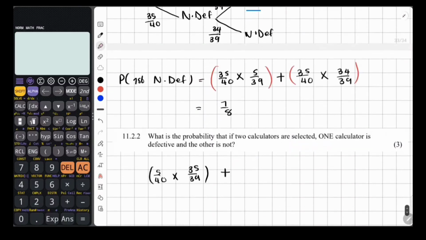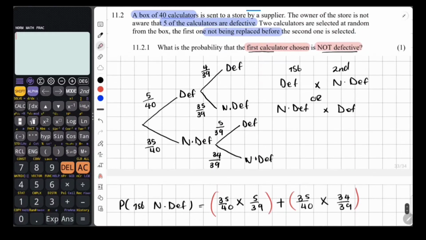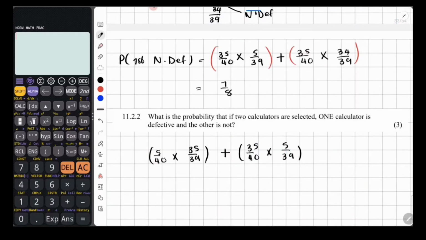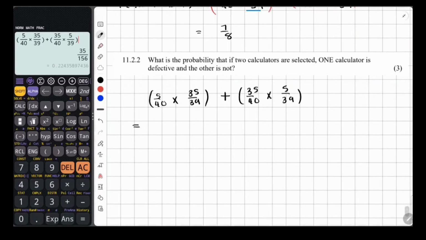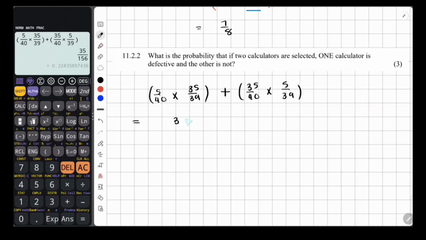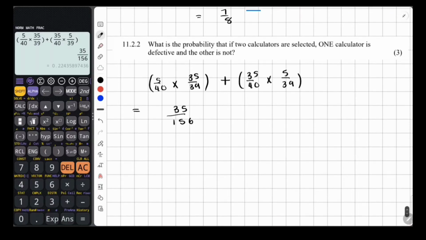Okay, and then the second case, so after this, the second case is we have to take a not defective, and that would be the 35 over 40 multiplied by a defective one in the second pick. So in the second pick, we have to take a defective. That will be 5 over 39. So that's what that looks like. Okay, so can you just go ahead and simplify that and see what we get? Okay, and the answer we get, as a fraction, is 35 over 156. So you can put this as a decimal if you want. You can also put it as a percentage. It would be accepted. Okay, so that is 11.2.2.